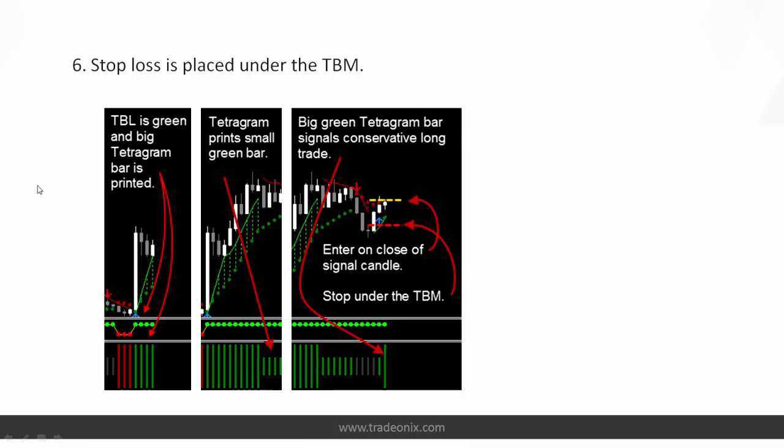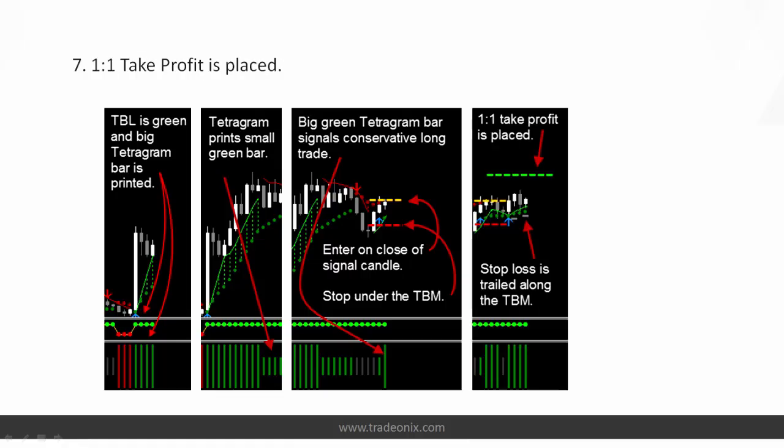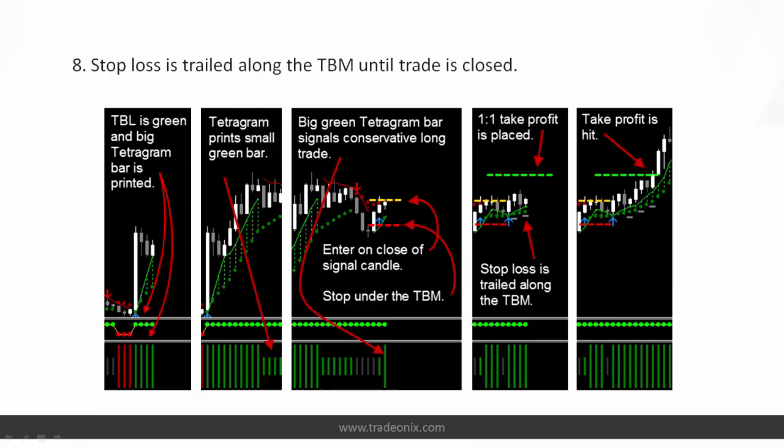Stop loss is placed under the TBM. The TBM dot is right here. Stop loss goes just underneath it. The 1-to-1 take profit is placed. So we've entered the trade here. Stop loss goes under the TBM of that signal candle. And from there, we place our take profit the same number of pips. If our stop loss is 20 pips away from our entry, our take profit also will be 20 pips away. So finally, the stop loss is trailed along the TBM. These gray lines represent where the stop loss would eventually be moved until the trade is closed.